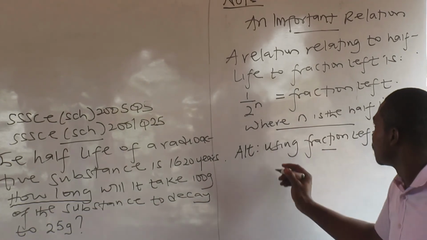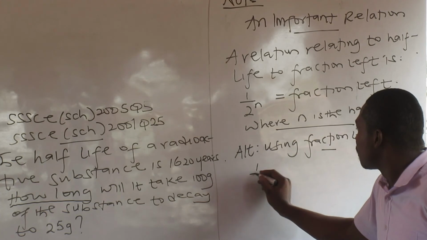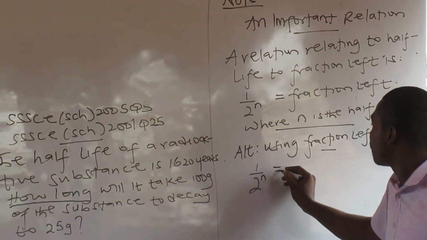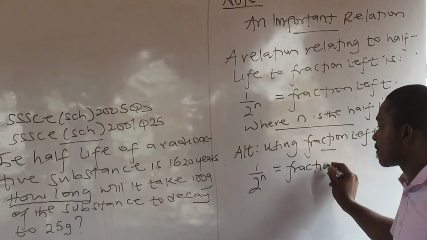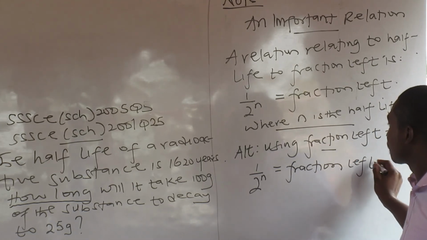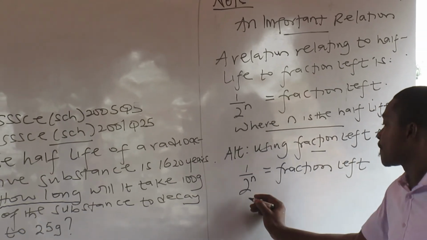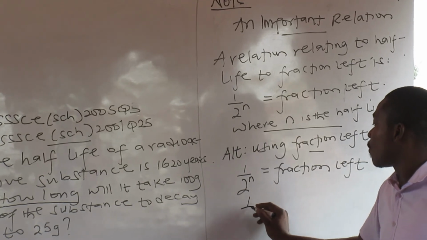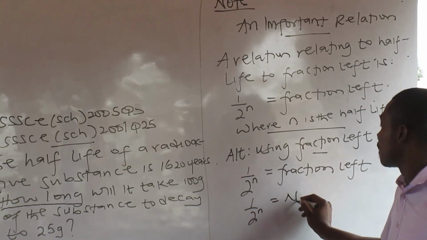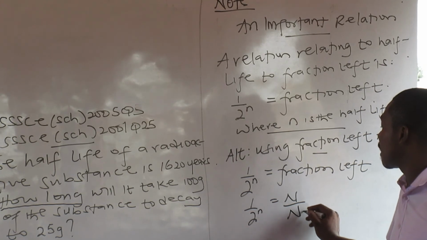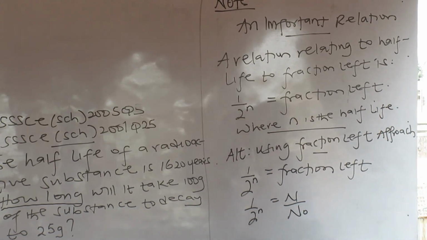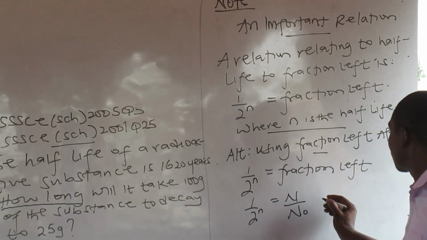So let's go. We have 1 over 2 to the power n equals fraction left. Now, 1 over 2 to the power n equals final over initial amount. That is what we call the fraction left: final over initial amount, right? Okay.